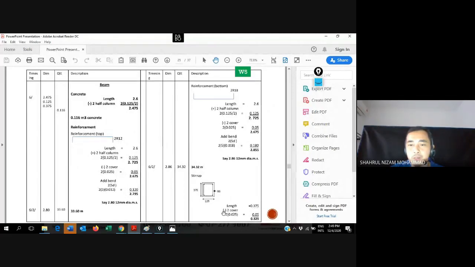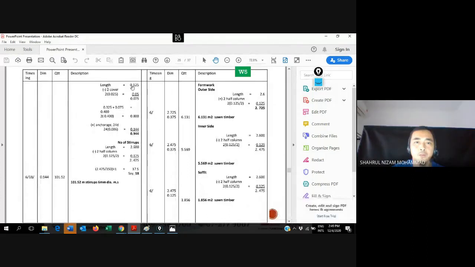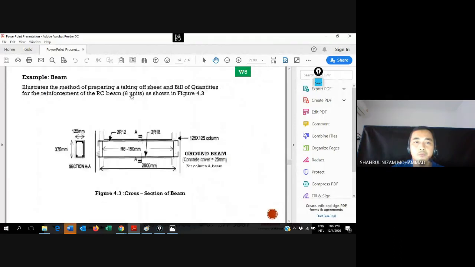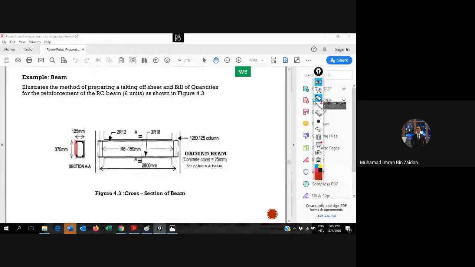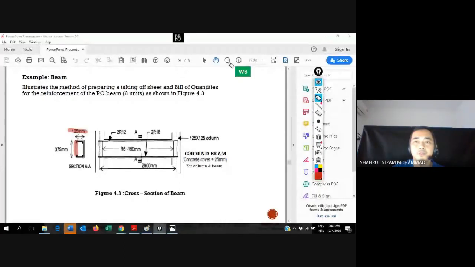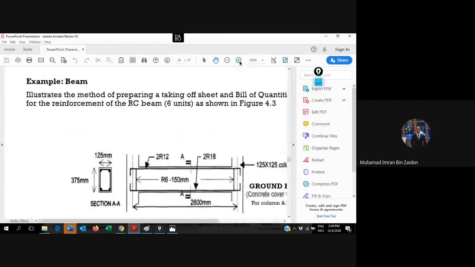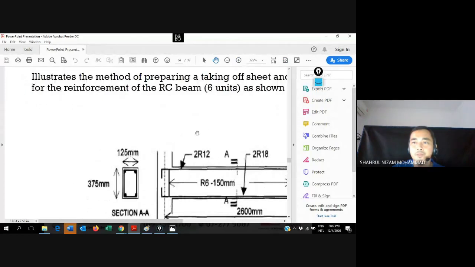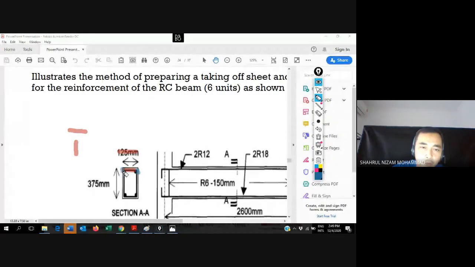Right, so 0.375 minus 2 cover, it will be 0.325. And then another one is 0.125 is from this one, right? Okay, 125 is this value. So we are going to measure the length here. So if you look here, there will be a cover here. One at the left, one at the right. So meaning that 125 minus with 50 mm. Okay, because for one cover, it is 25 mm.